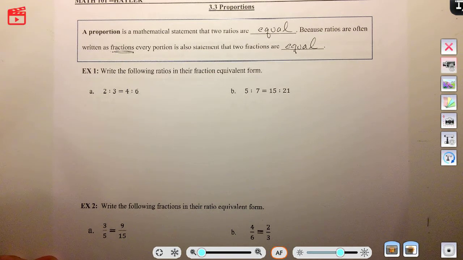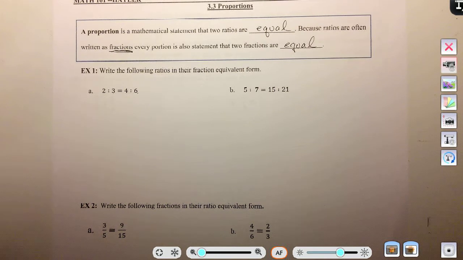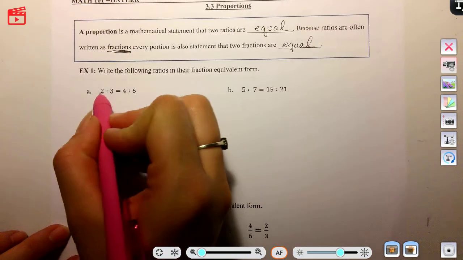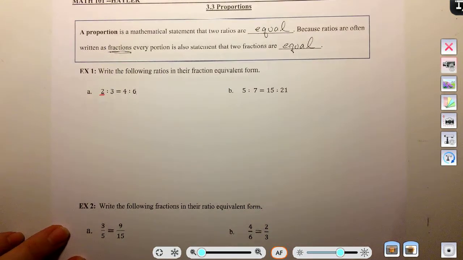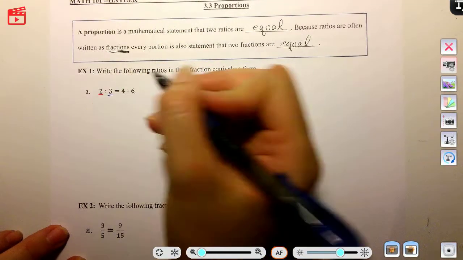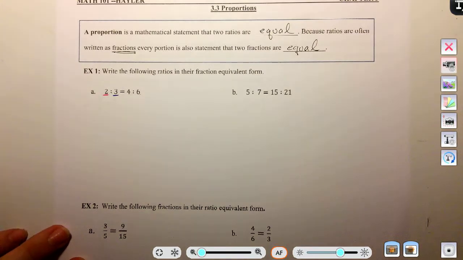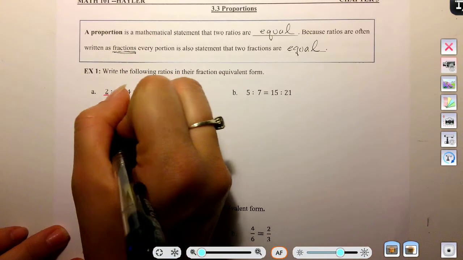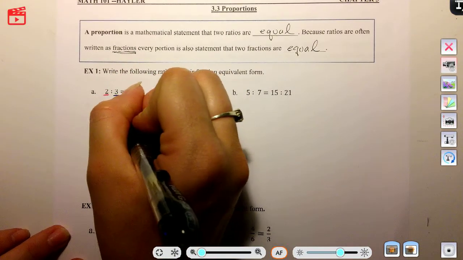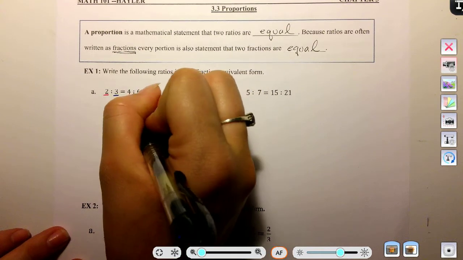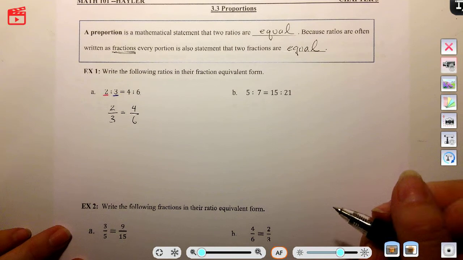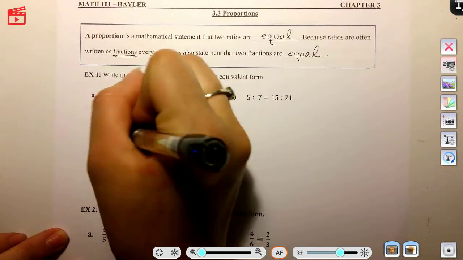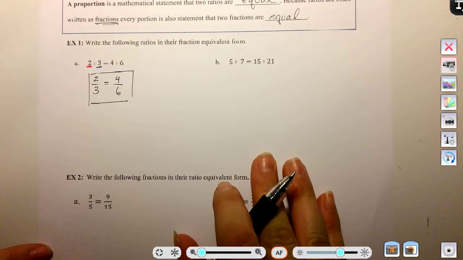Okay, so example 1, we're going to write the ratios in their fraction equivalent form. Well, we know how to do that. This is going to be the numerator of our fraction, and then the 3 will be the denominator of our fraction. And we'll just set that equal to the other fraction. So that's going to be 2 over 3, bring down the equal sign, equals 4 over 6. All right? So we're just writing it in their equivalent fraction form.